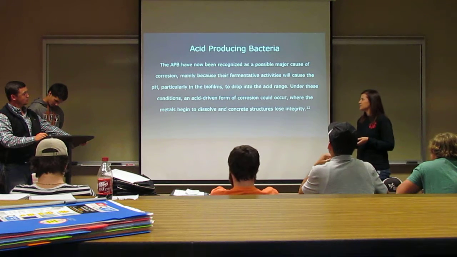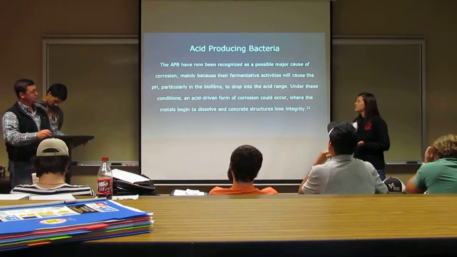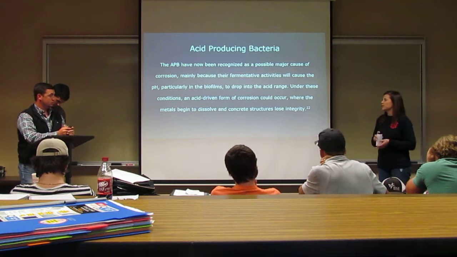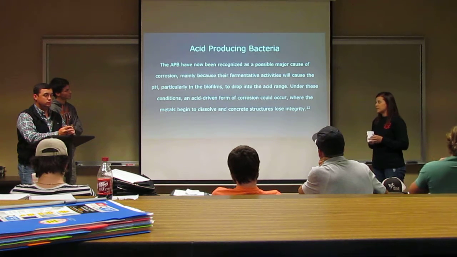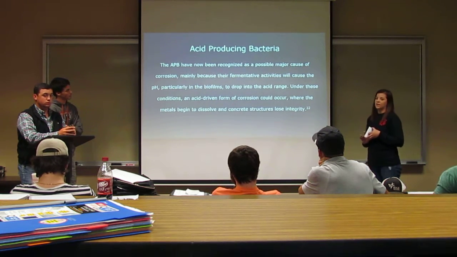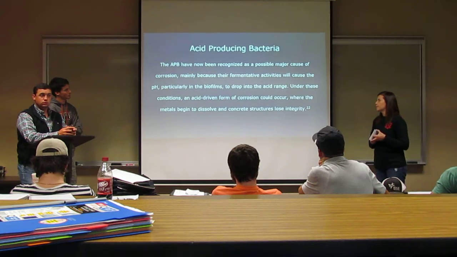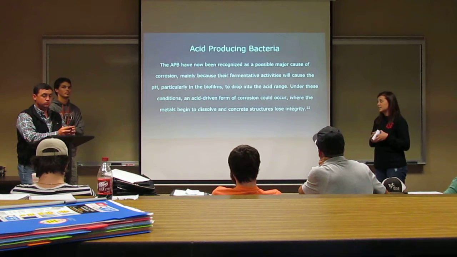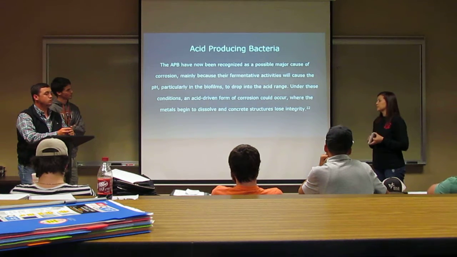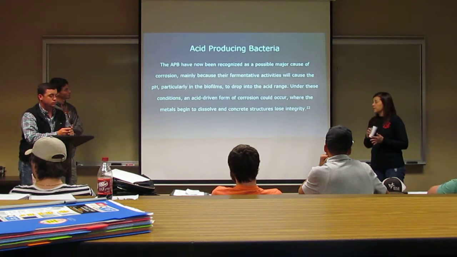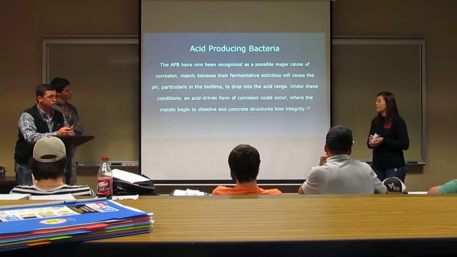And then also you have acid-producing bacteria. It's recognized as a possible major cause of corrosion, mainly because its fermentative activities will cause the pH to drop drastically into the acid range. Under these conditions, an acid-driven form of corrosion could occur where the metals begin to dissolve and concrete structures lose integrity along with pipes.